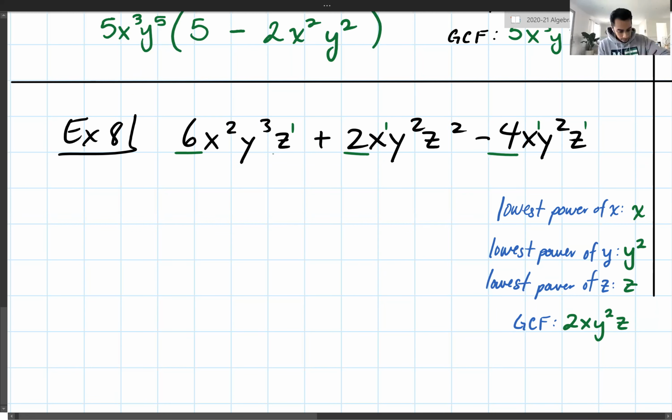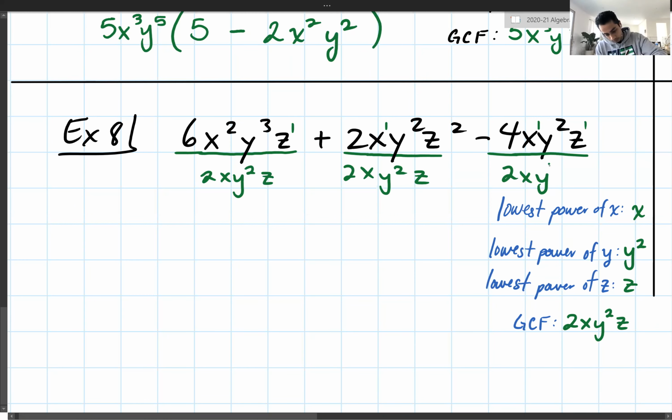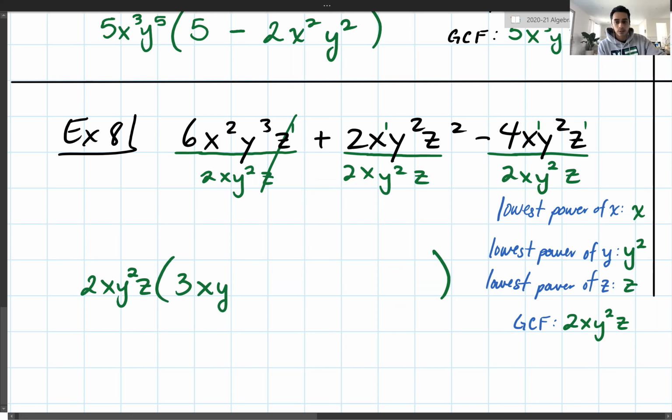So I'm going to go ahead and divide all terms by 2xy squared z, and also list it as the factor on the outside of the parentheses. Okay, so 6 divided by 2, that's 3. X squared over x, that's just x. Y to the third over y squared, that's y. Z over z, these cancel. Okay, so we're left with just 3xy as my first term.